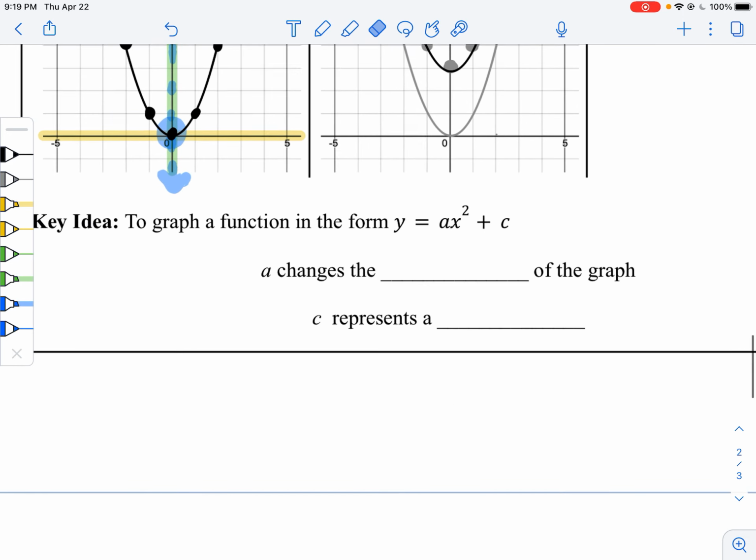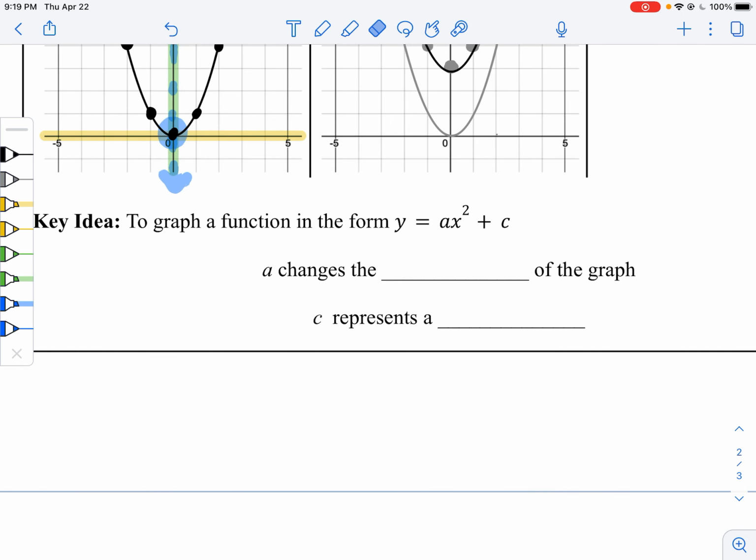So here you go. If you have a function in the form y equals ax squared plus c, that plus c there represents a shift up. You're going to slide your parabola up.